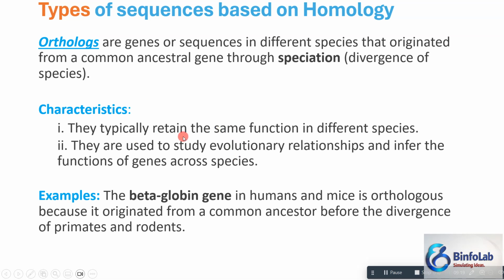So, what are the characteristics of orthologs? Number one, they typically retain the same function in different species. If in human the globin gene performs certain functions, it means its ortholog in mice will also perform the same function. And they are used to study evolutionary relationships and infer the function of genes across species. So I hope you understand orthologs.